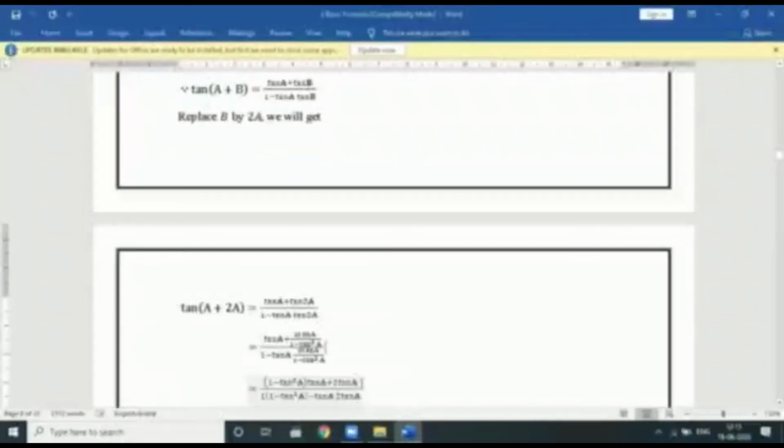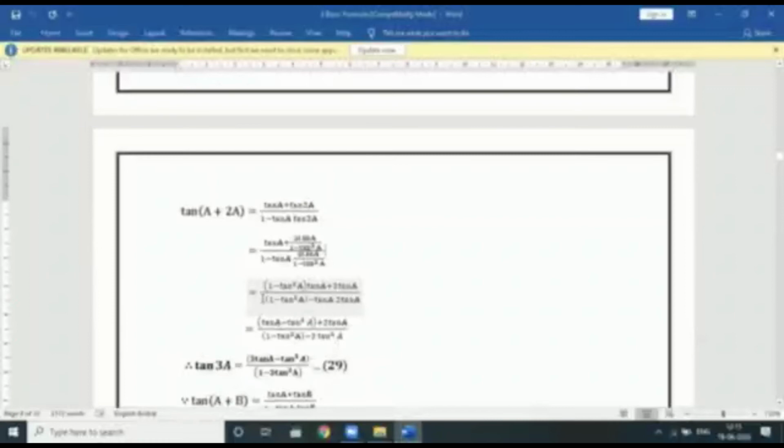Similarly in the denominator, 1 into (1 minus tan square a) minus tan a into 2 tan a, that is 2 tan square a, whole divided by 1 minus tan square a. The denominator will be cancelled, so finally we will get this one. Okay, now open this bracket, so finally we will get the formula of tan 3a. Okay, so this is the formula of tan 3a.